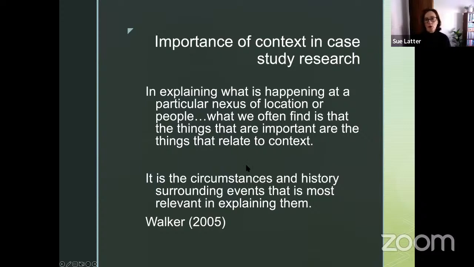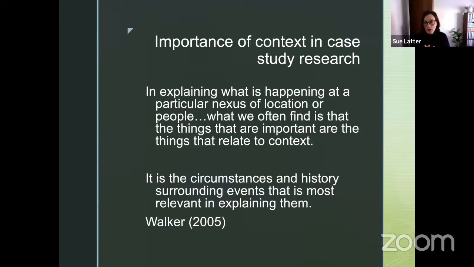Just thinking a little bit more about the context. I keep talking about it. You'll have your own ideas about what context means in healthcare research, but it might relate to things like the values in that setting, or the leadership style, or the way care is organised, or hierarchies, or what kind of authorities or power relationships are in operation. Lots of things go to make up context, and each phenomenon that you're interested in will have a unique sort of contextual features that you're interested in. But often context is important in explaining what's happening at a particular nexus of location or people.